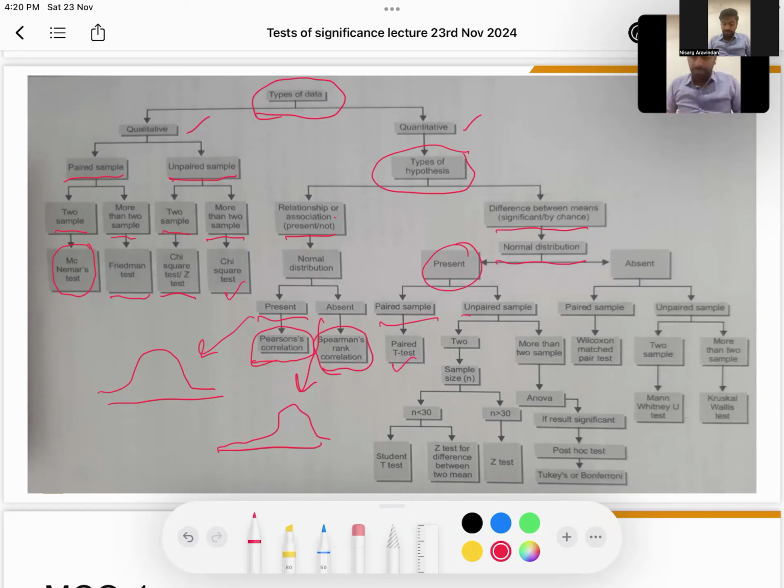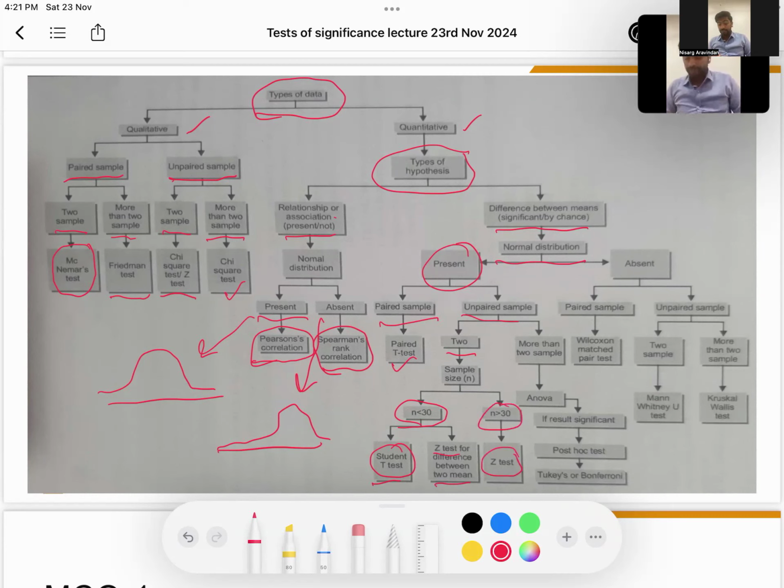Next is the unpaired sample. The unpaired sample would be if you have two groups. If the sample size is less than 30, we use the student t-test, also called the unpaired t-test. This is the most common one. It's called the student t-test because students commonly use it. We can also use a Z test for the difference between two means. If the sample size is more than 30, we have to use the Z test here.